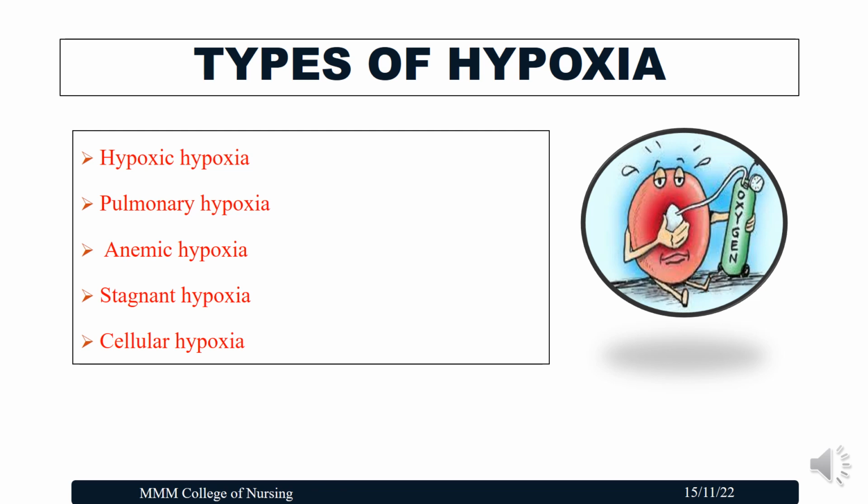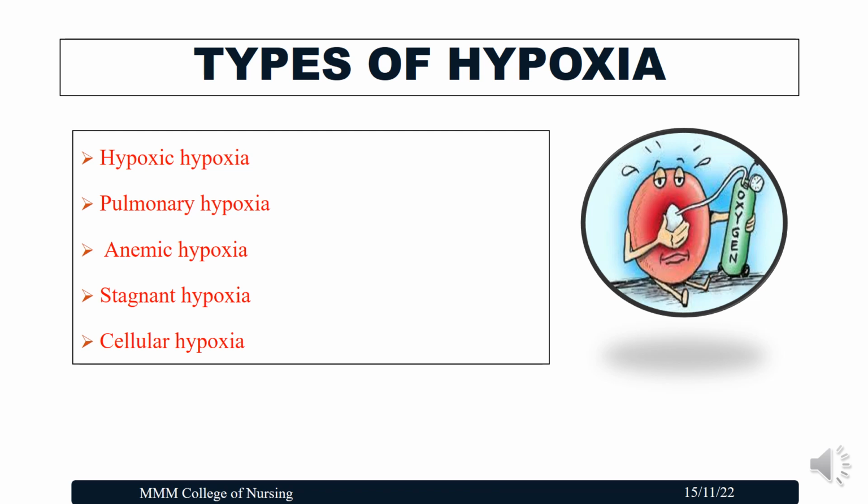Pulmonary hypoxia happens as a result of any problems or disorders related to the pulmonary system or the respiratory system. Any part of the lungs is affected. Because of that, if there is a decreased oxygenation to the tissues, then it is known as pulmonary hypoxia.